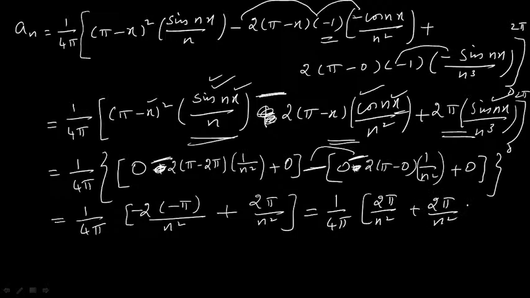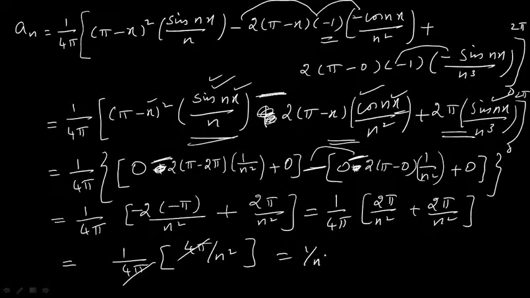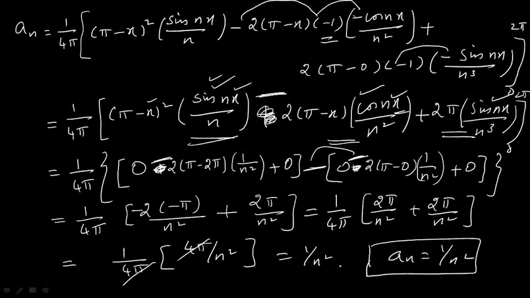by n square. So that is equal to how many times? That is equal to 1 by 4 pi of 2 pi plus 2 pi. That is nothing but 4 pi divided by n square. So 4 pi and 4 pi being cancelled, you get only 1 over n square. So the value of an we have calculated as 1 over n square. That's all.